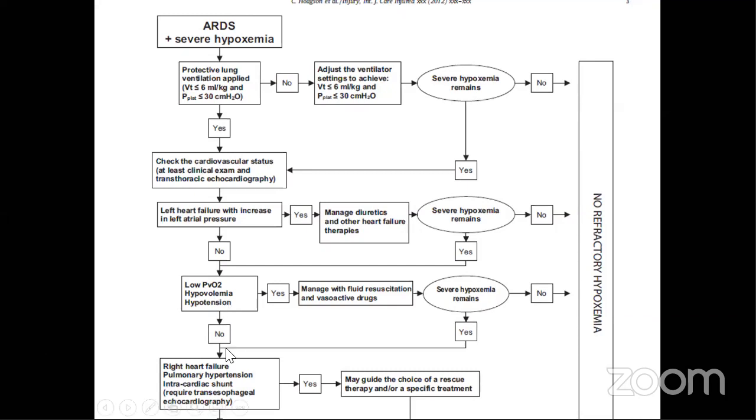Third, most of our ARDS patients have a dilated right side, or right ventricular strain, right ventricular failure.